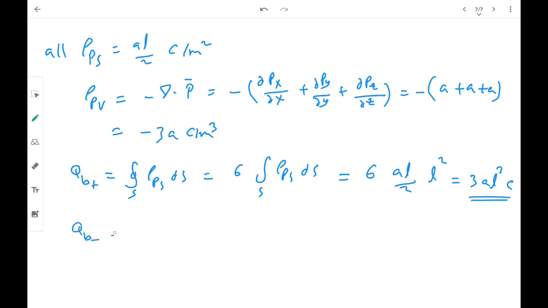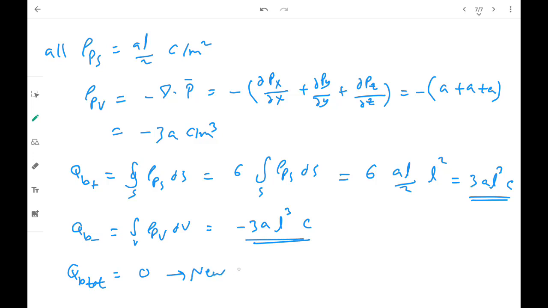The negative Qb is equal to the integral of rho pv dV over the volume, which is equal to rho pv, which is minus 3A, dV, it is dx dy dz, integrating all from minus L over 2 to L over 2. So the volume of the cube is L cubic. Now Qb total equals Qb plus plus Qb minus, which is equal to 0. That is, the material is neutral. The material is electrically neutral, so breakdown has not been affected in the cube.